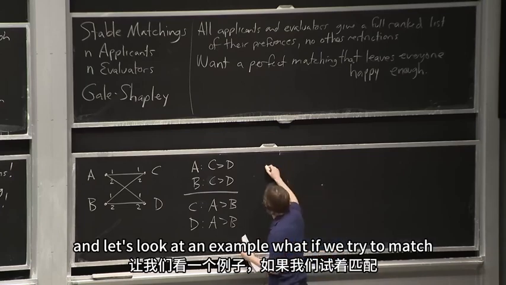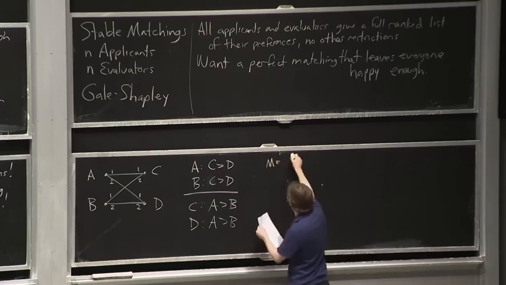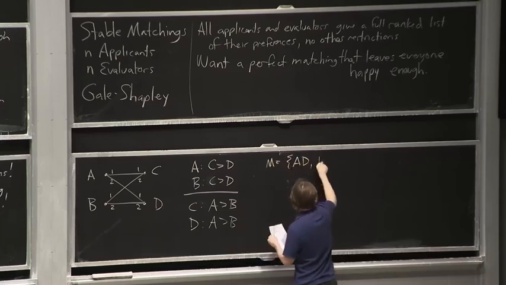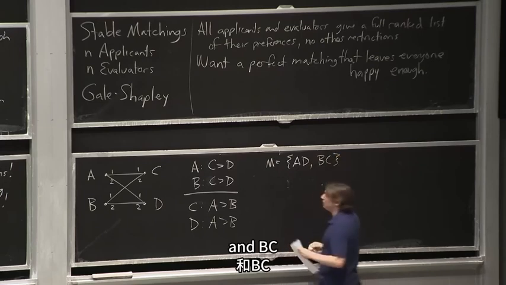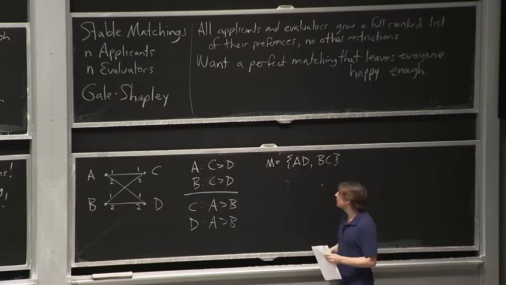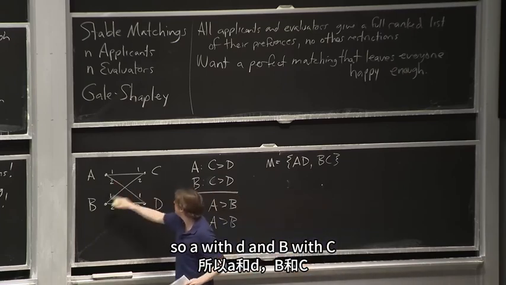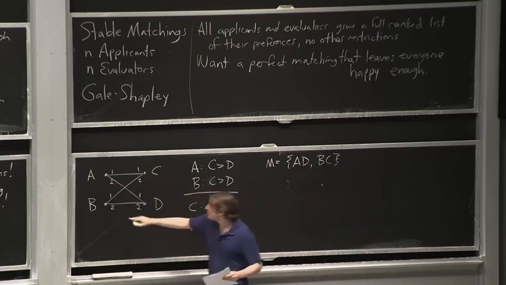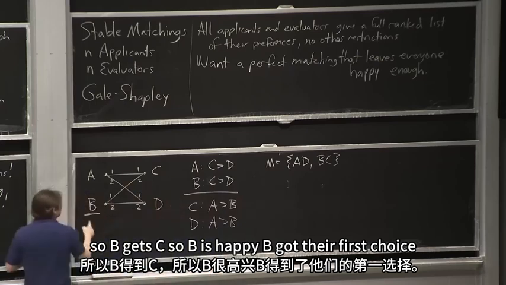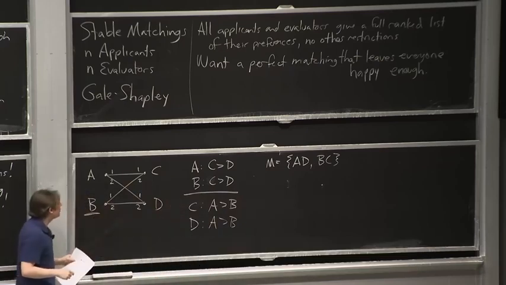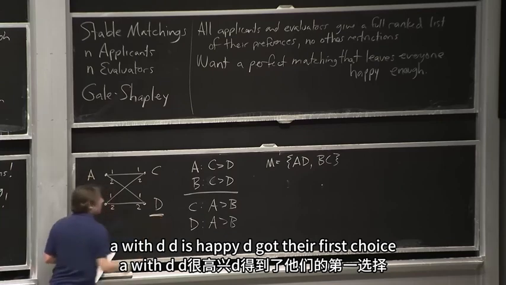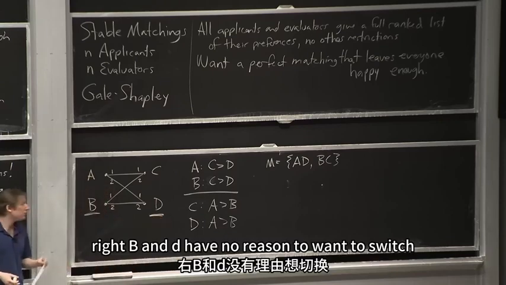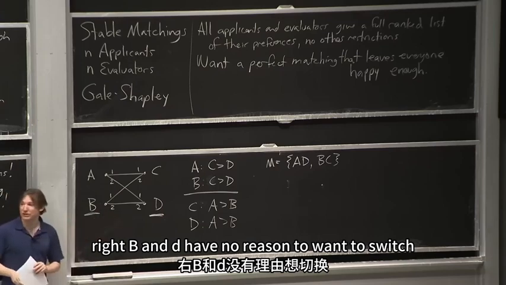What if we try to match AD and BC? So what's going to happen here? So A with D and B with C. So B gets C. So B is happy. B got their first choice. A with D. D is happy. D got their first choice. Right? B and D have no reason to want to switch.